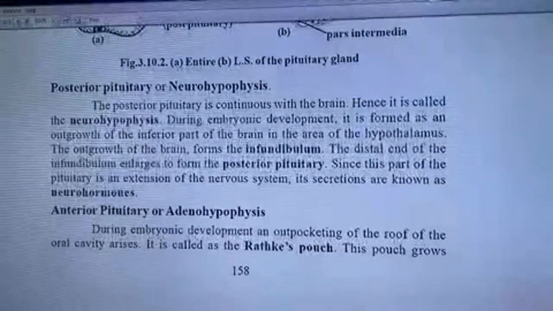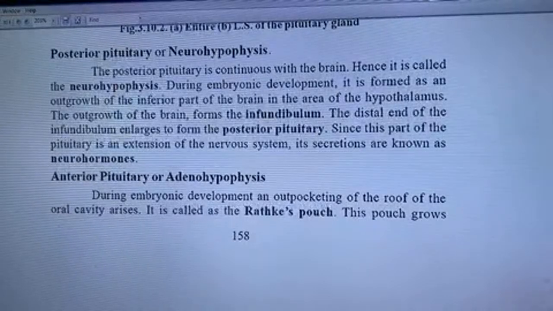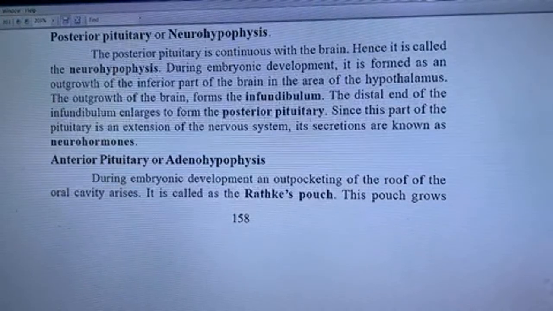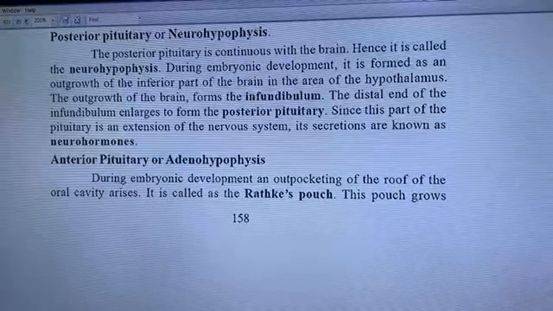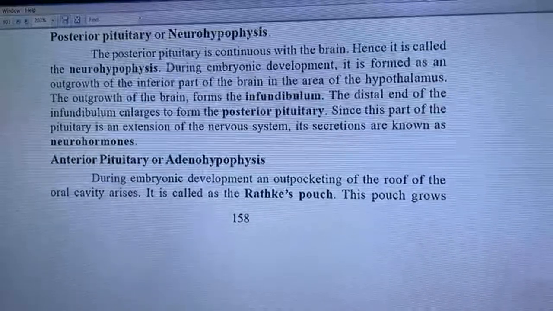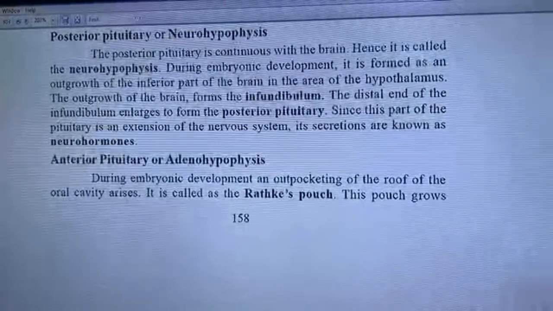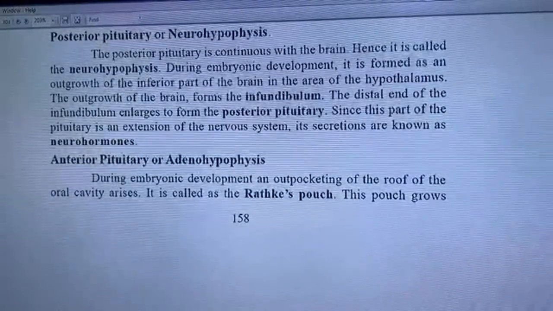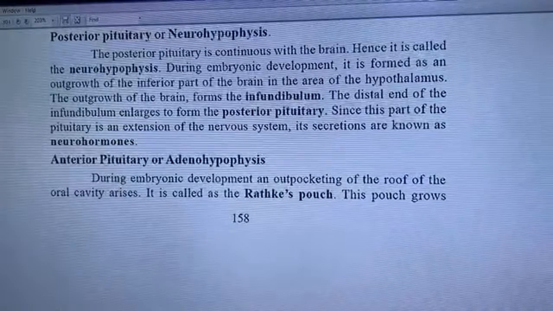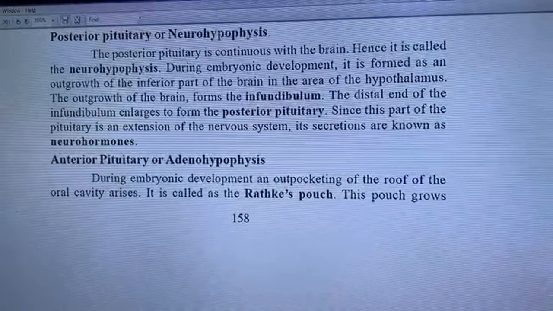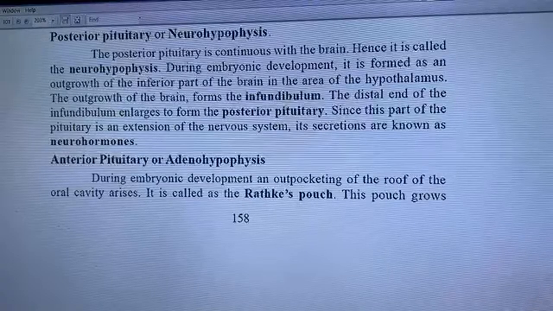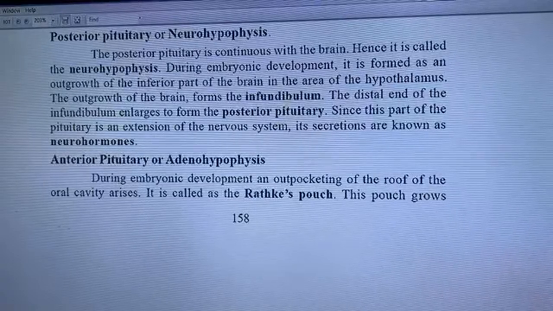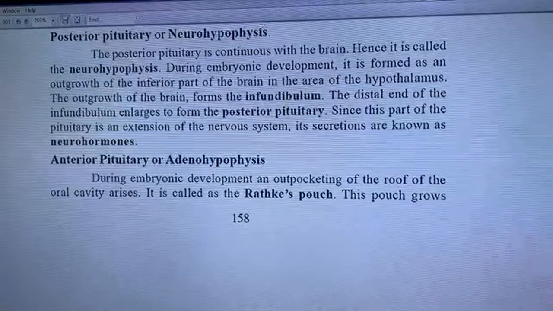Posterior pituitary. The posterior pituitary is continuous with the brain. Hence, it is called the neurohypophysis. During embryonic development, it is formed as an outgrowth of the inferior part of the brain. In the area of the hypothalamus, the outgrowth of the brain forms the infundibulum. The distal end of the infundibulum enlarges to form the posterior pituitary. Since this part of the pituitary is an extension of the nervous system, its secretions are known as neurohormones.